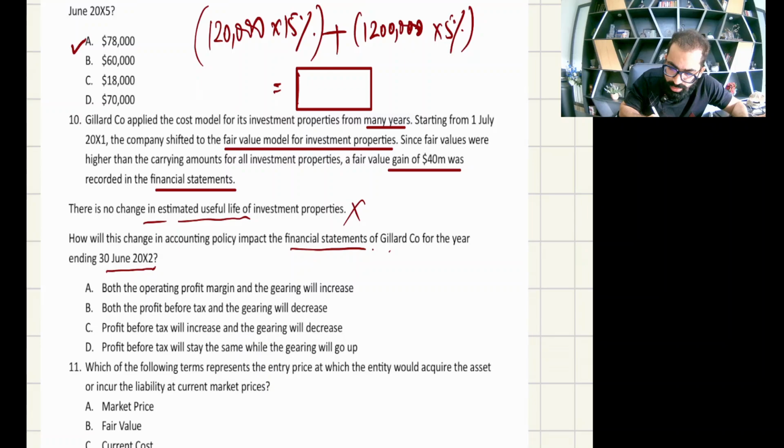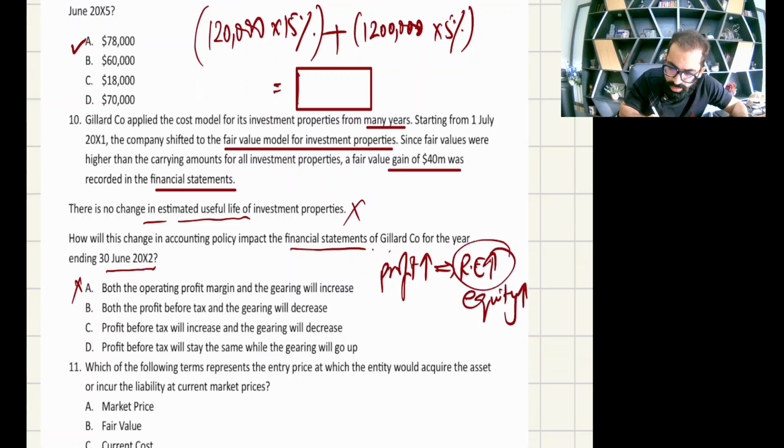Now, first thing, both operating profit margin and gearing. Yes, your operating profit will definitely go up, but the gearing will go down. Why? Listen, when your profit goes up, ultimately your retained earning also goes up, and retained earning is part of equity.